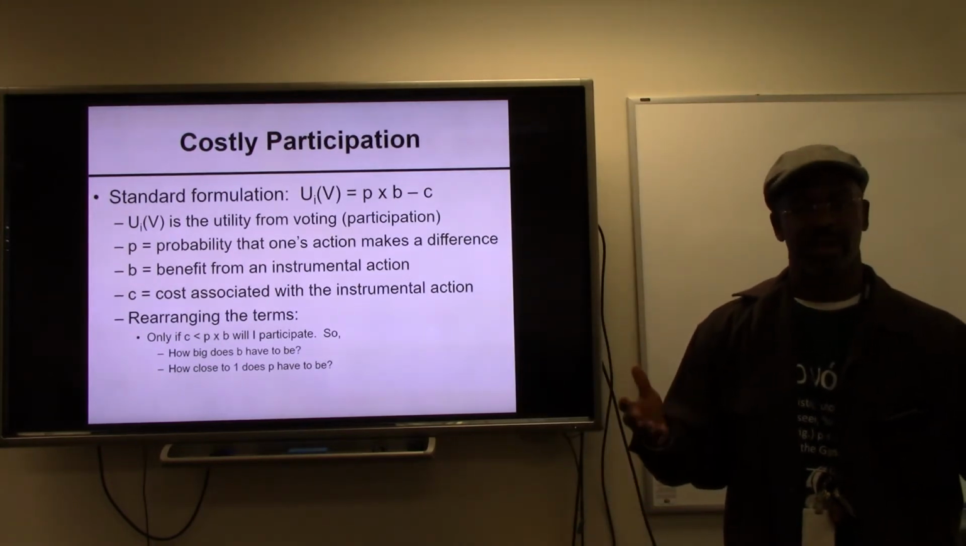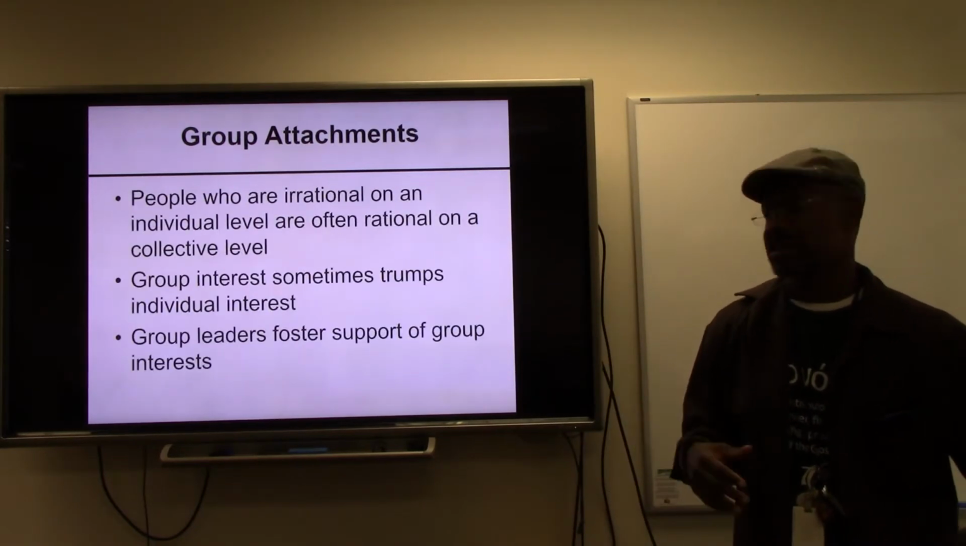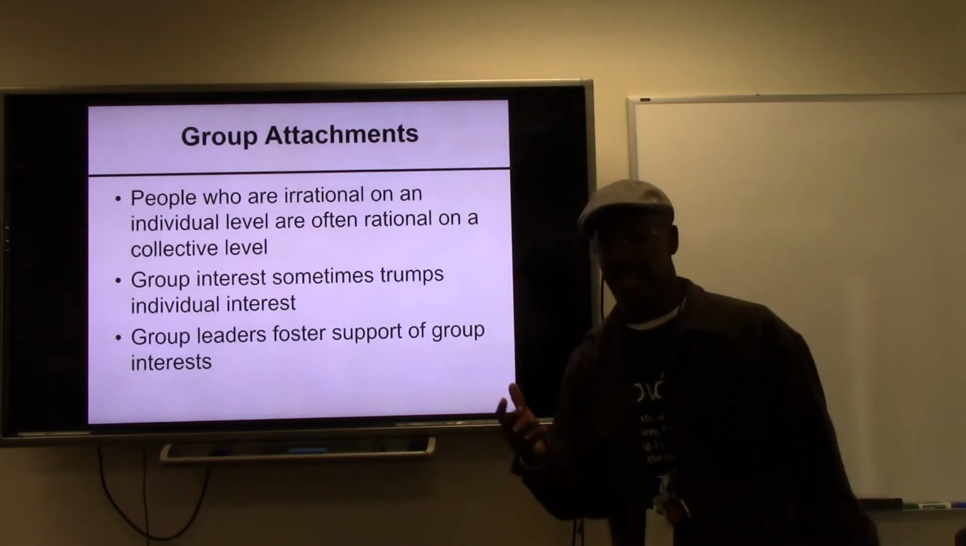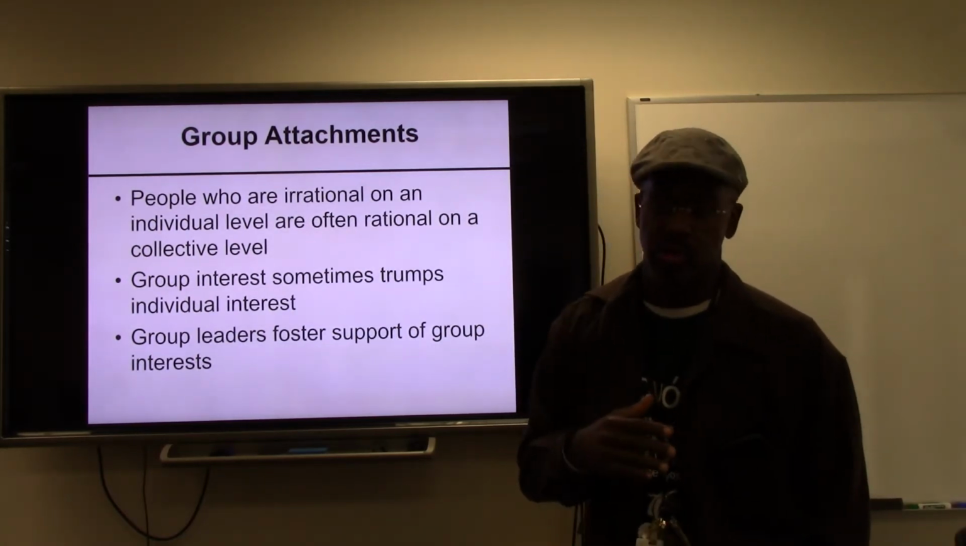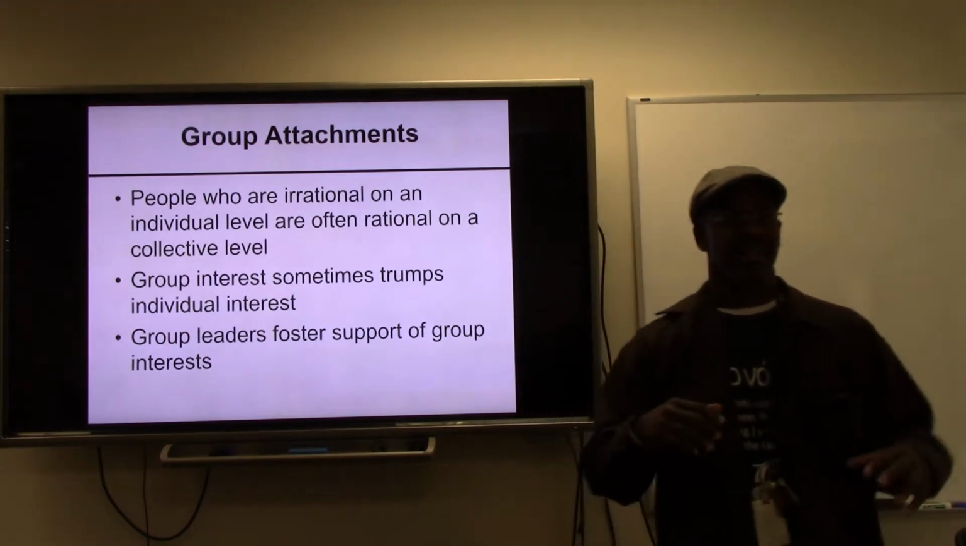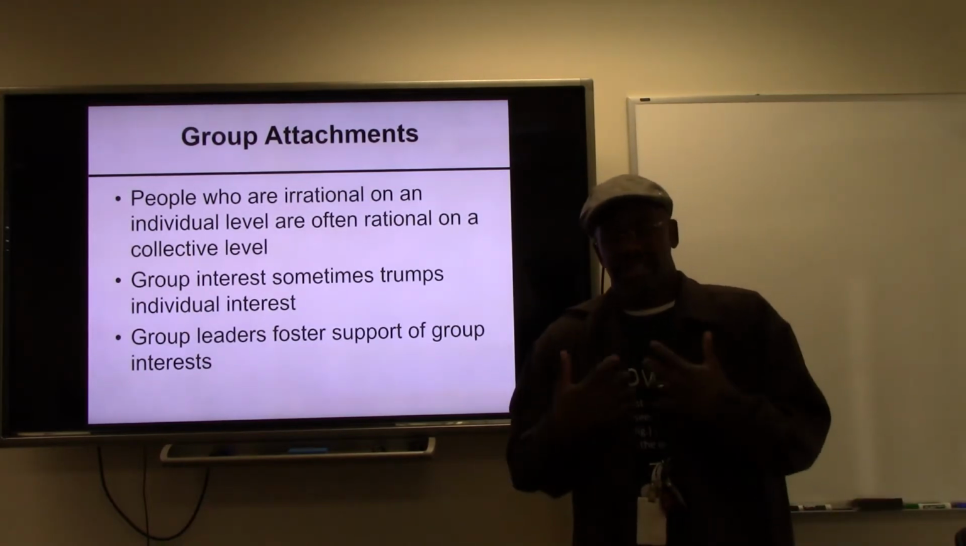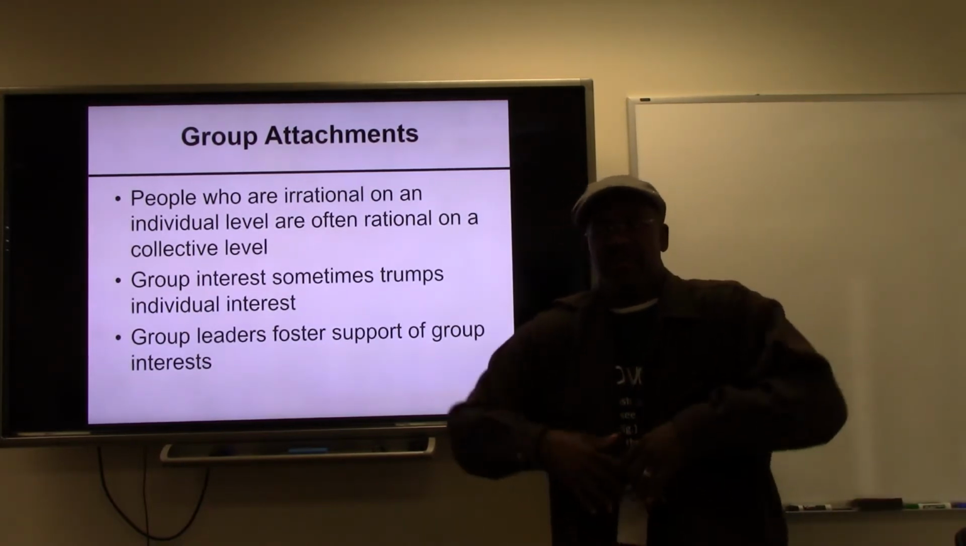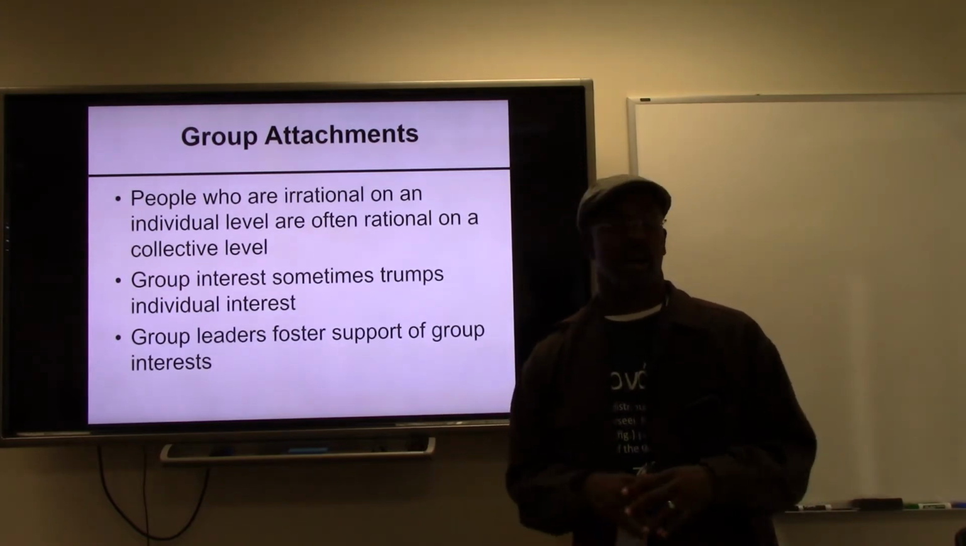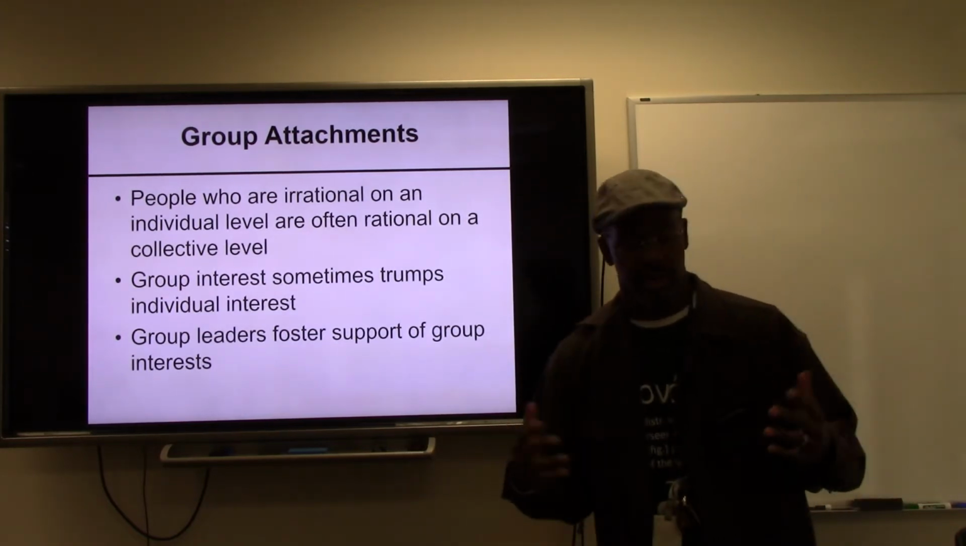And so what gets people to overcome that? We talked about this before. Their group attachment. So maybe their racial group or their gender group might motivate them, saying, in spite of the fact that I don't get a whole lot out of it, my group will get a whole lot out of it, or people like me will get a whole lot out of it, so they do it.